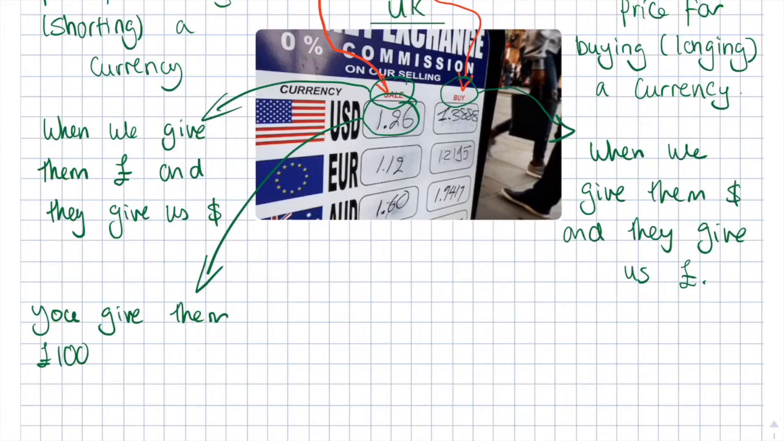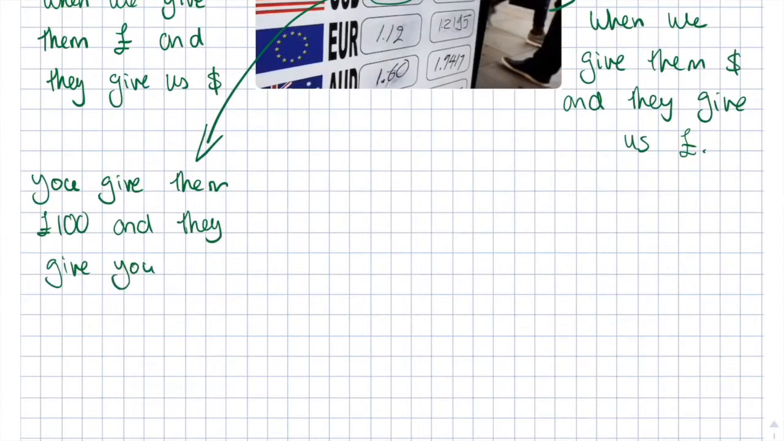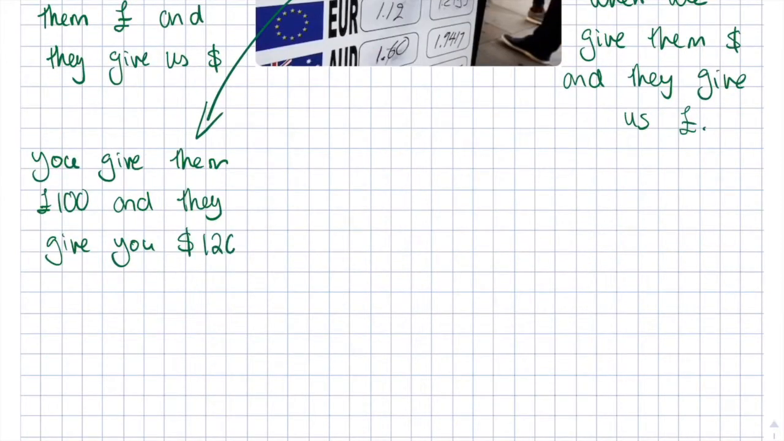So you're going there to convert your pounds into dollars. Let's say you're going to America. So you give them £100. They will give you $126 because the exchange rate is 1.26. 1.26 times 100 is $126.